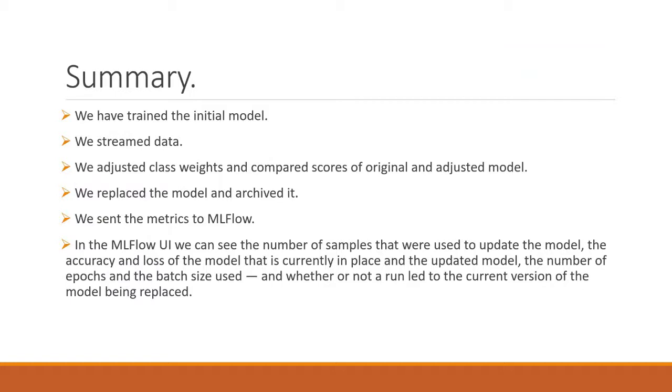To summarize, we have trained the initial model, we streamed data, we adjusted class weights and compared scores of original and adjusted model, we replaced the model and archived it, and we send the metrics to MLFlow. In the MLFlow dashboard, we can see the number of samples that were used to update the model, the accuracy and loss of the model that is currently in place, and the updated model, the number of epochs and the batch size used, and whether or not a run led to the current version of the model being replaced.